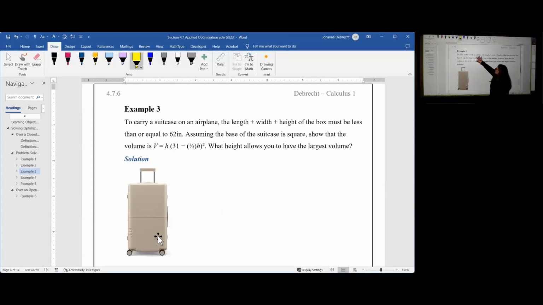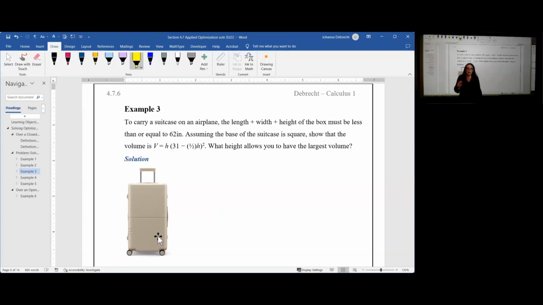To carry a suitcase on an airplane, the length plus the width plus the height of the box must be less than or equal to 62 inches. Assuming the base of the suitcase is square, show that the volume is given by this expression, height times the quantity 31 minus half the height, the quantity squared. What height allows you to have the largest volume?